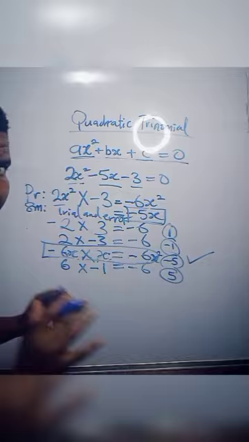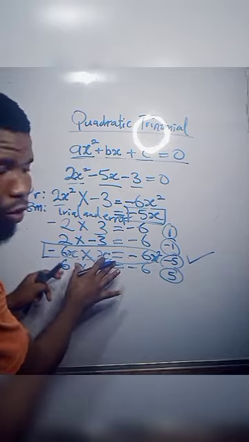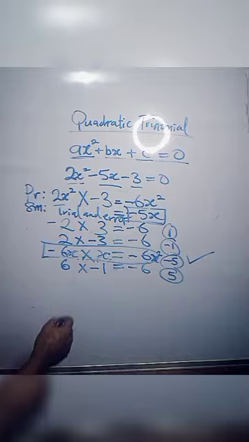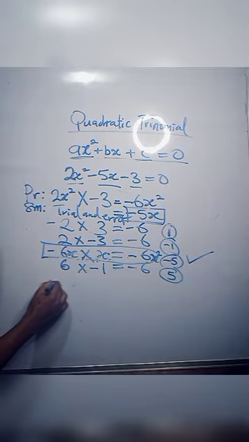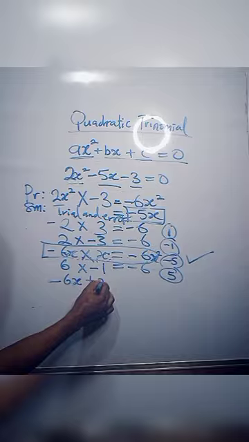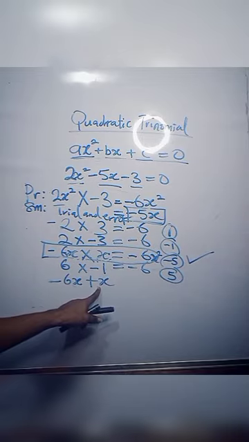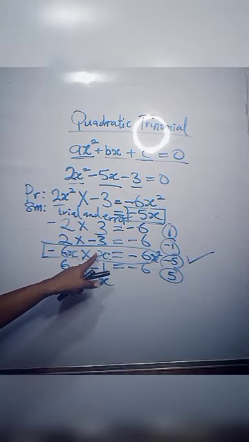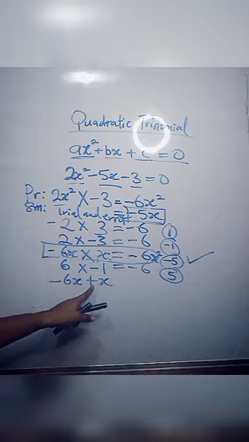When you get your number, then you can now put your variable. You can see how I put my variable there now. So my variables are minus 6x and plus s. This plus s is plus 1. Remember, we have 1 there, so it's plus 1.